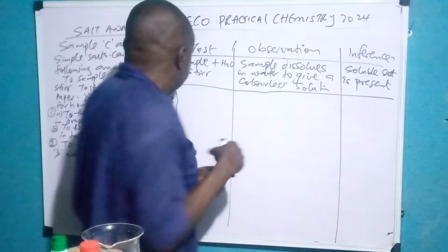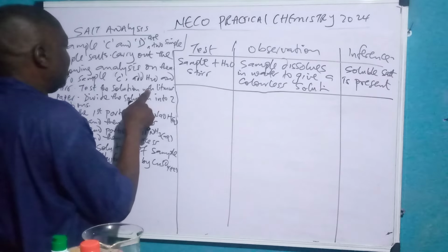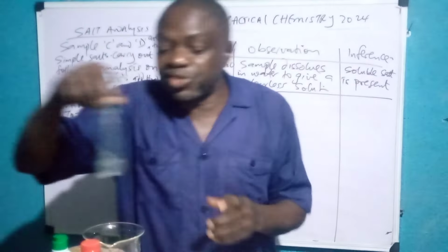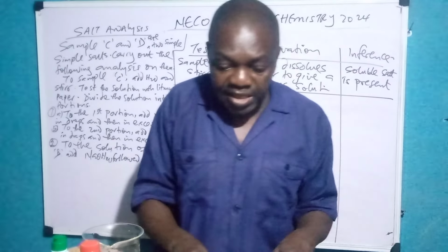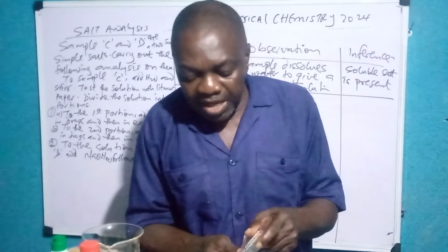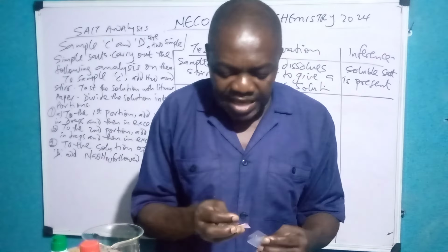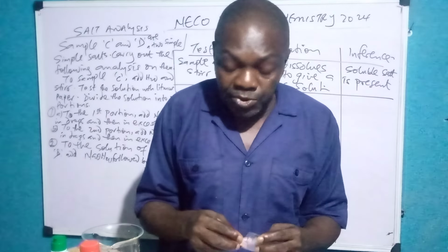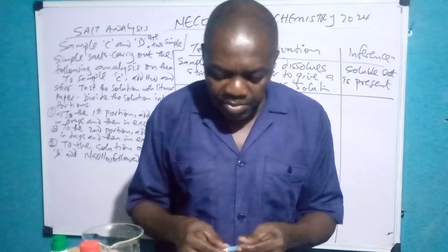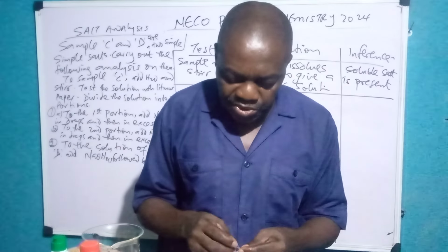Then the next question. Test the solution with litmus paper. One thing you must know, NECO is very, very strict on this, so you have to be very careful when you are doing it. When they say test with litmus paper, don't use only one type. But if you don't have both litmus papers, the red and the blue, use your initiative. If you change the color of blue, you know that you cannot change the color of red. But if you have both of them, which they may likely supply you in your various schools, you use the two to test.